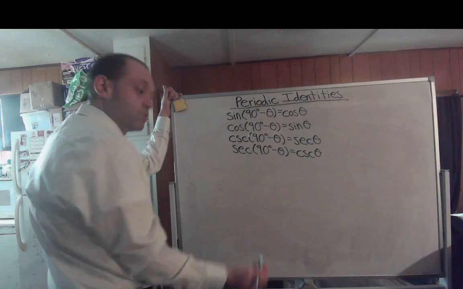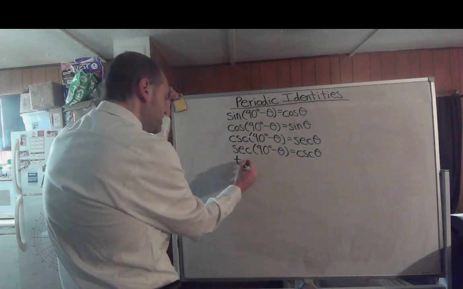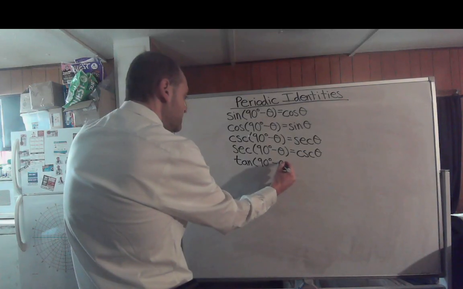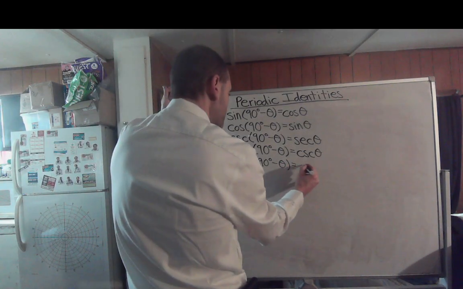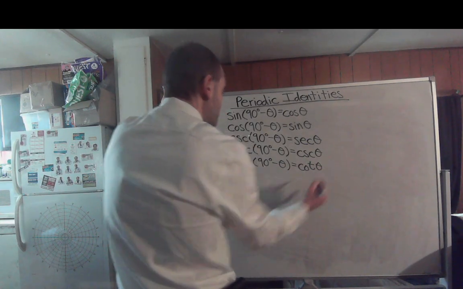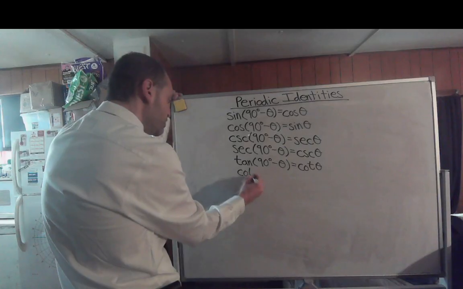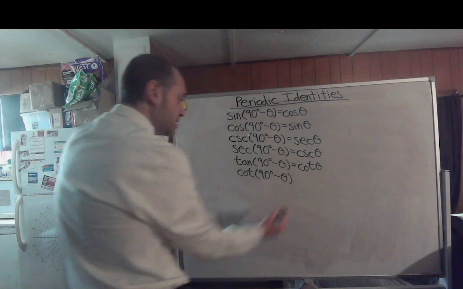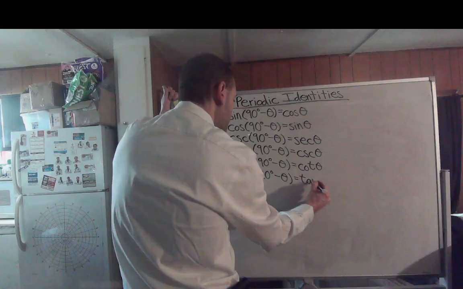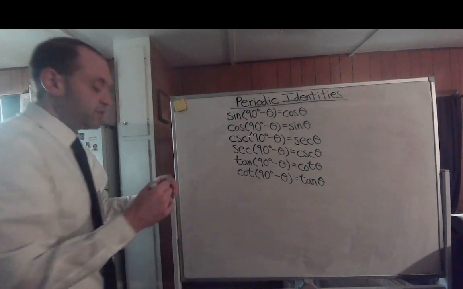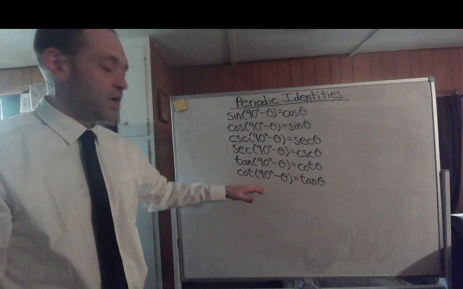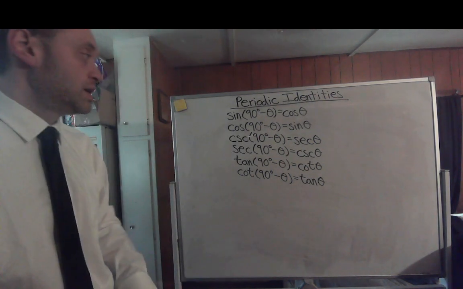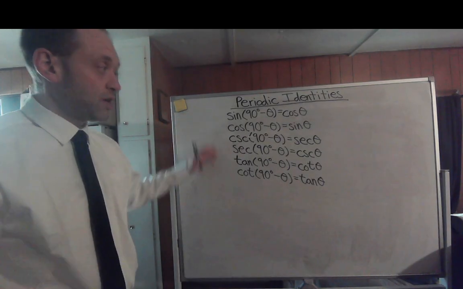And then you can even do it with the tangents. So the tangent of 90 degrees minus theta is equal to the cotangent of theta. And then likewise, the cotangent of 90 degrees minus theta is equal to the tangent of theta. So if you take a trig function of the quantity of 90 minus an angle, it's the cofunction of that angle. So these are your periodic identities.